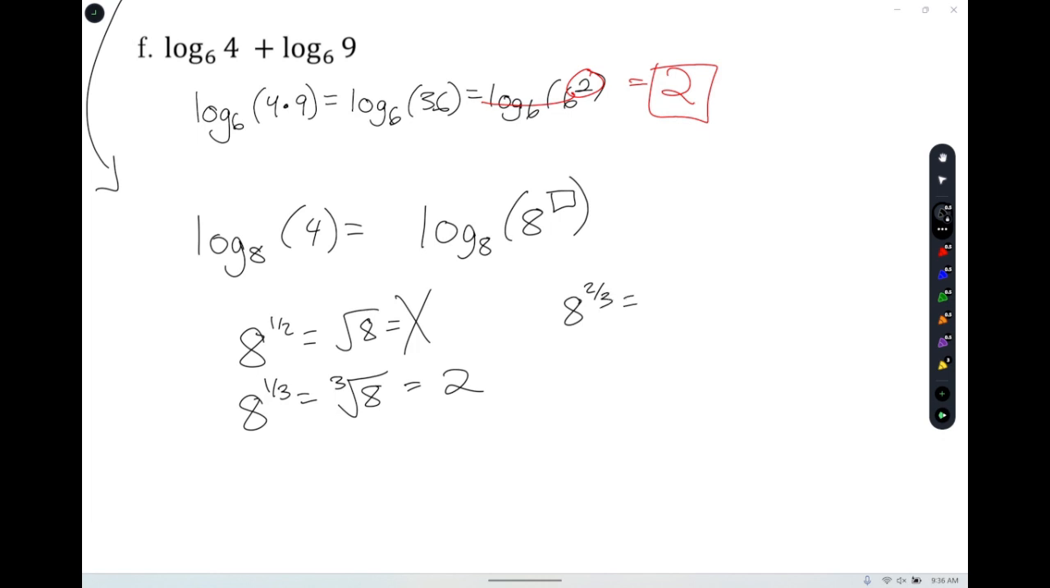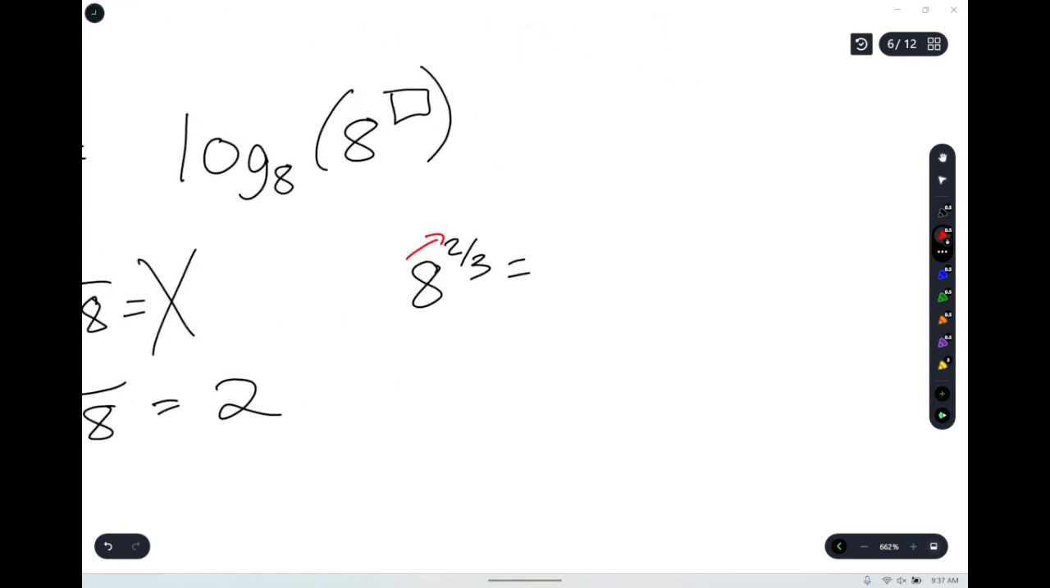How are you even supposed to find it? You square it. You go in a circle. You square, then you cube root it? Yep. You square it, and it turns into 64. And then you cube root it, and it turns into 4.